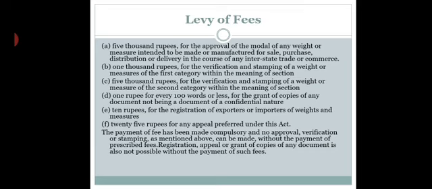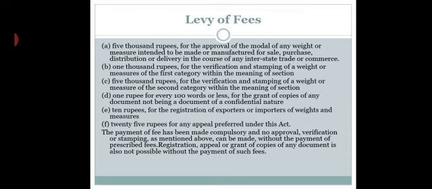Levy and fees. 5000 rupees for the approval of a model of any weight or measure intended by the manufacturer for sale, purchase, distribution, and delivery in the course of any interstate trade or commerce. 1000 rupees for the verification and stamping of weights or measures of the first category within the meaning of the section.